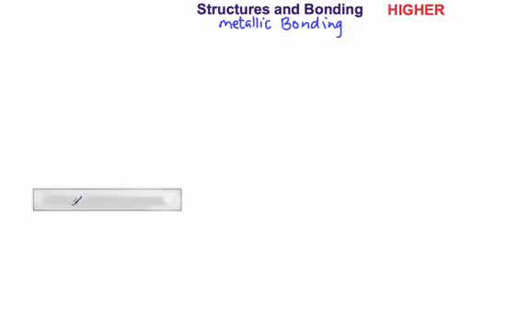But for now we're going to look at metallic bonding, and this is aimed at the higher tier. So to start us off, let's have a look at this, what's supposed to be a metal rod. This is just a piece of metal, and we're going to look at how the atoms in this piece of metal are bonded together to make it into the structure that it is.